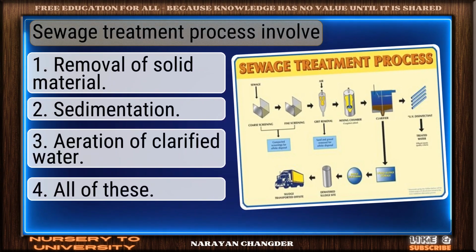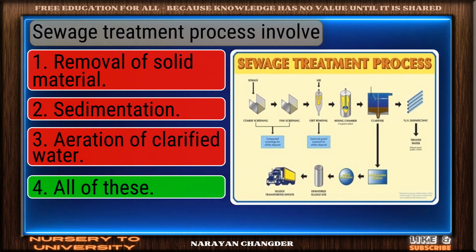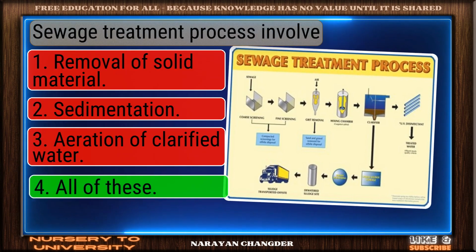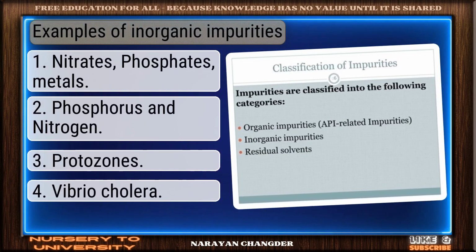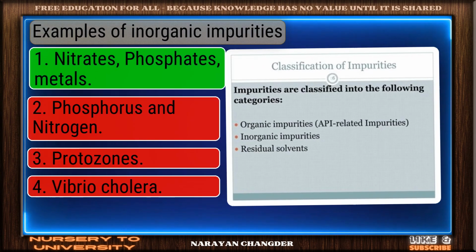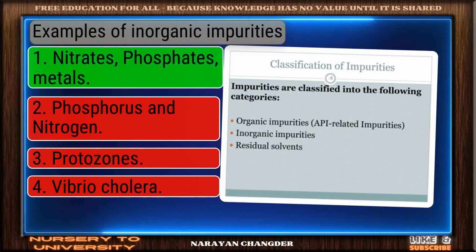Question number 98. Sewage treatment process involve. Nicely done. All of these is a solid answer. Question number 99. Examples of inorganic impurities. Good thinking. Nitrates, phosphates, metals is the right answer.